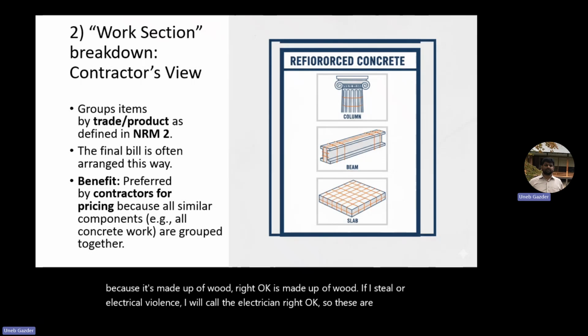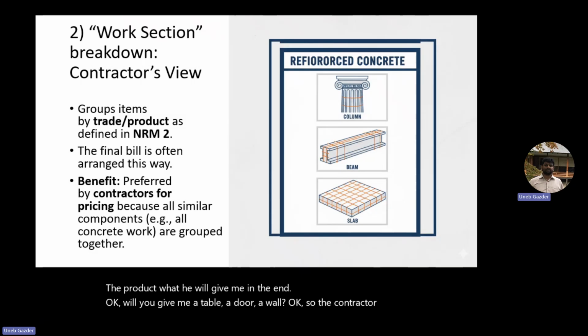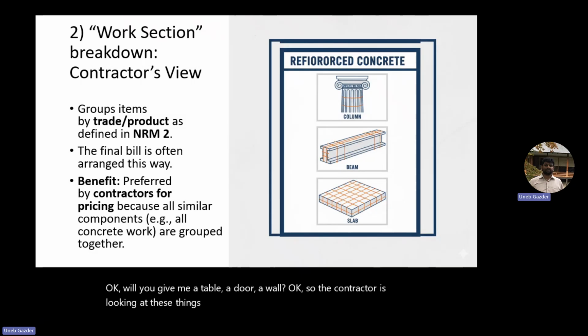The contractor is looking at it like this: I have to do this. Who should come and do this? The trade, and what he will do, the product, what he will give me in the end. Will he give me a table, a door, a wall? The contractor is looking at these things. So this is the work section breakdown. And the final bill is for the contractor, and that is arranged in this way.